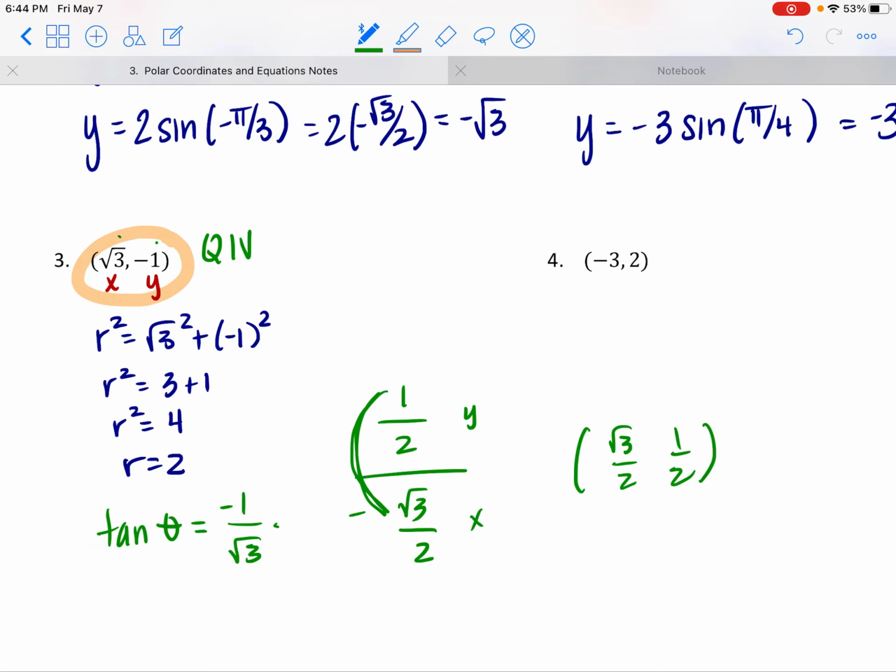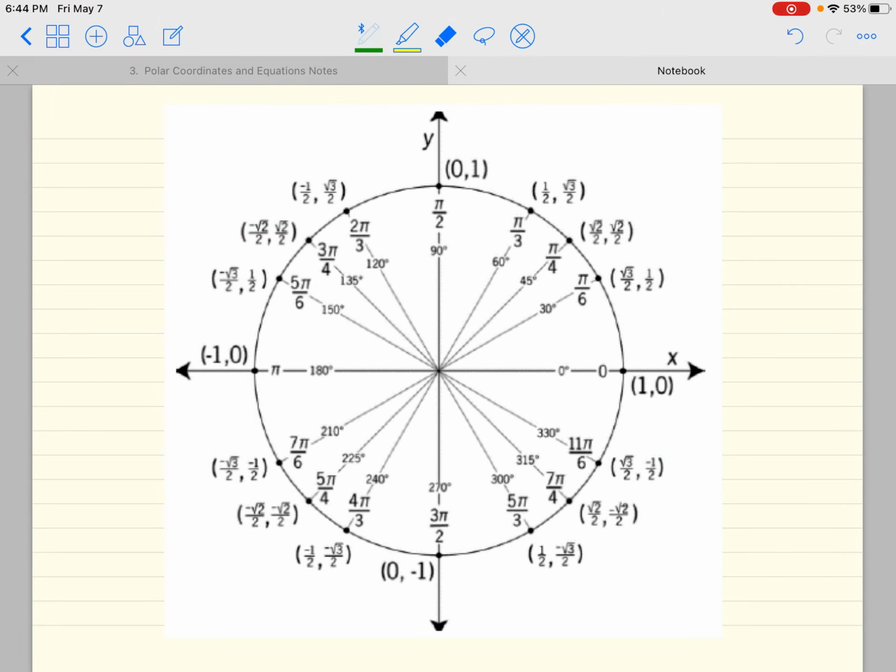So let me go to my unit circle. I'm looking for, remember, a radical 3 over 2 for the x and a 1 over 2 for the y. And that is going to happen right here, where that's negative. And so that's 11 pi over 6, or more concisely, we can say negative pi over 6, right? This is positive pi over 6. This is negative pi over 6. So I'm going to go negative pi over 6 for that angle.